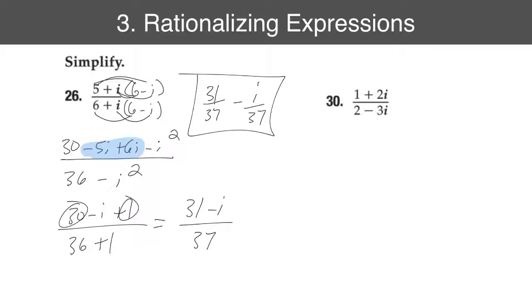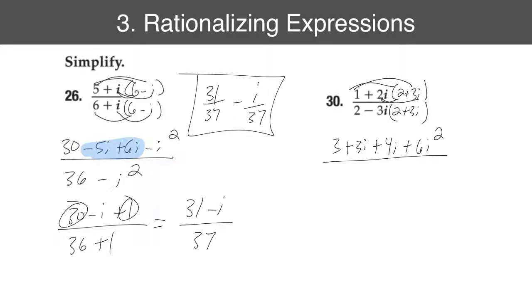All right, let's take a look at number 30 and do the same thing. We're going to multiply top and bottom by the bottom with one major difference, which is we're going to change the negative 3i to a positive 3i. Then we FOIL the top. 1 times 2 would be 2, 1 times 3i would be 3i. Then we say 2i times 2, which would be 4i, and then 2i times 3i, which would be 6i squared.